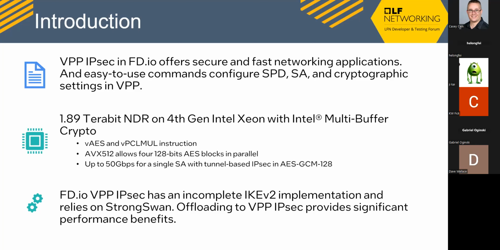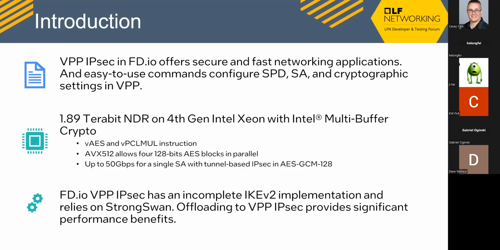The Intel multi-buffer crypto library for IPsec is a family of highly optimized software implementations for symmetric cryptographic algorithms. With the Intel multi-buffer plugin, VPP IPsec makes full use of the CPU's latest cryptography acceleration instructions, for example AVX-512 VAES, which allows processing up to 4 128-bit AES blocks in parallel. With this, on the 4th generation Intel Xeon processor, Sapphire Rapids, the system performance can reach up to 1.8 terabits with no drop rate on single IPsec tunnel throughput.